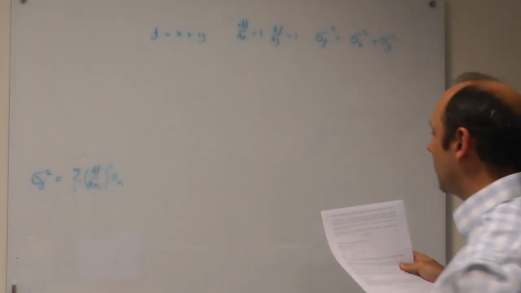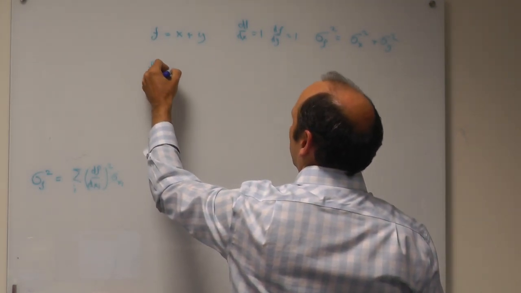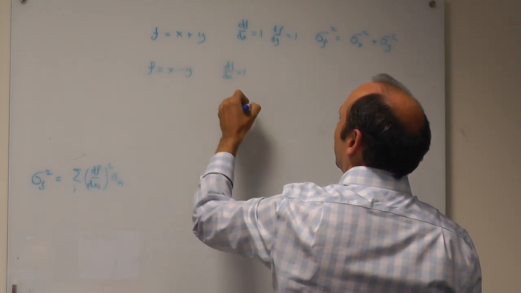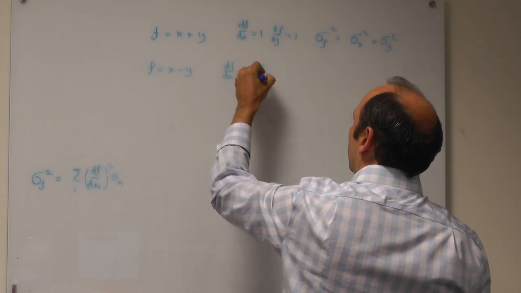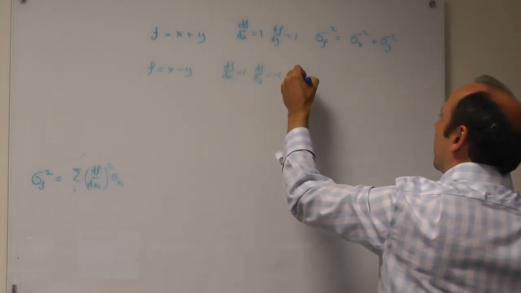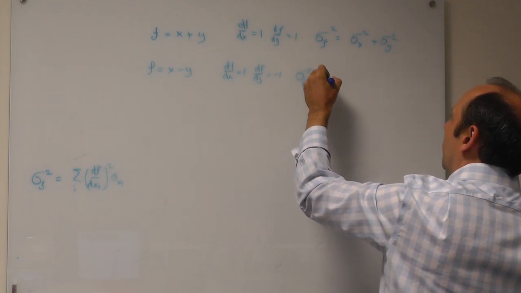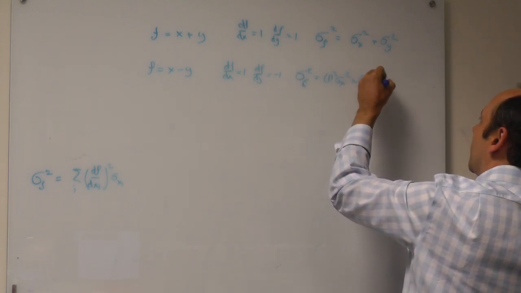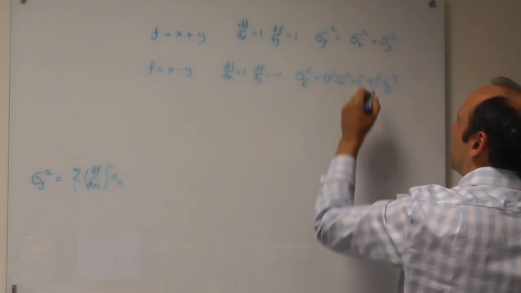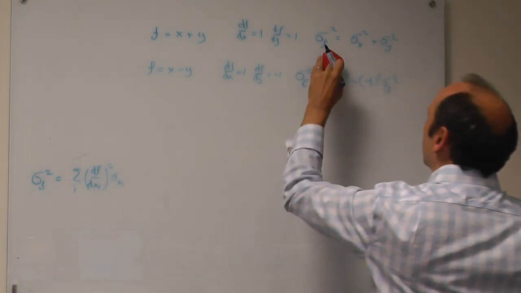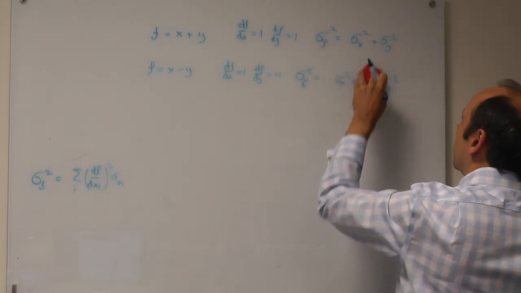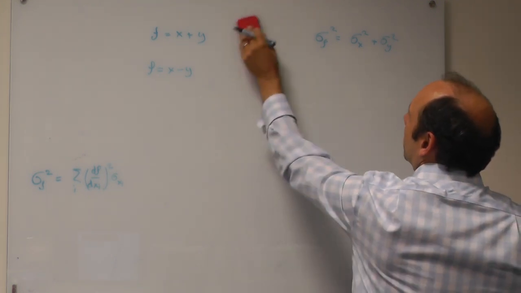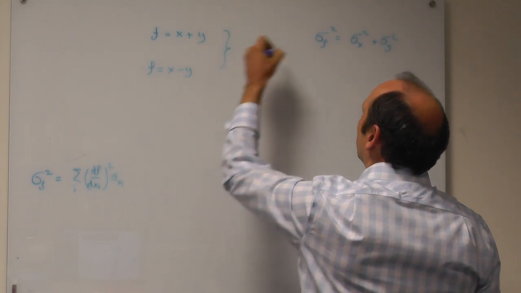Okay. Let's take another function. Let's take f equal to x minus y. Then df/dx is equal to 1, and df/dy is equal to minus 1, and sigma f squared is going to be equal to 1 squared sigma x squared plus minus 1 squared sigma y squared. The minus 1 squared is, of course, equal to 1, so we get the same result as we had before. So for both of those, we get the same outcome.